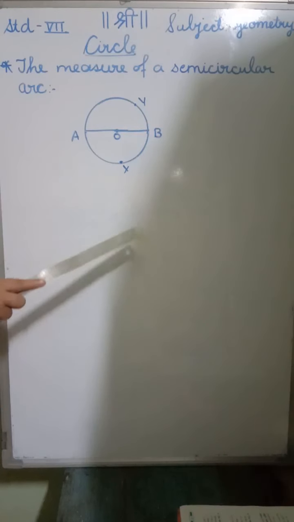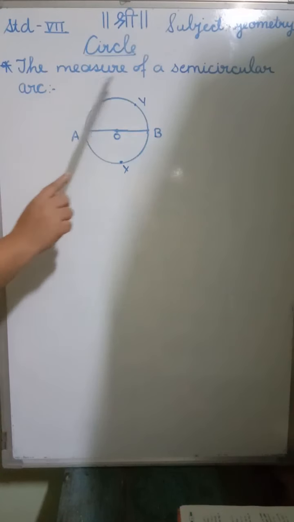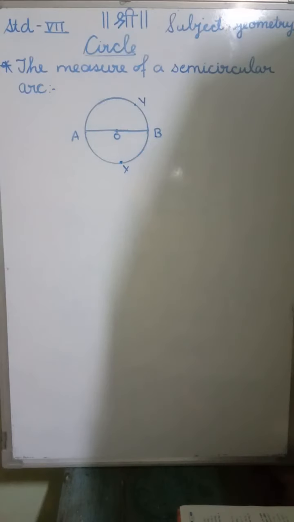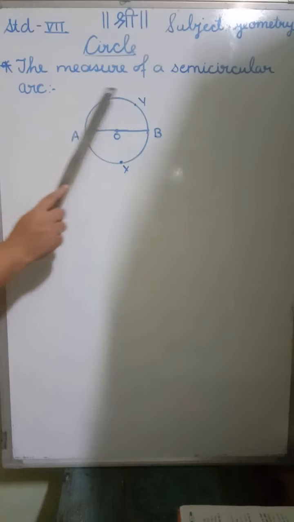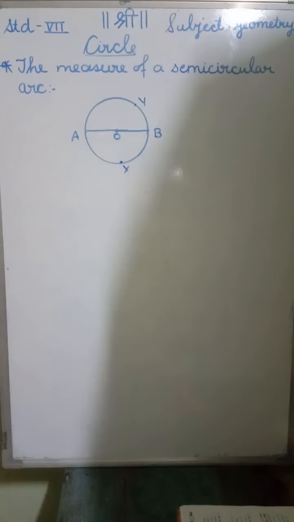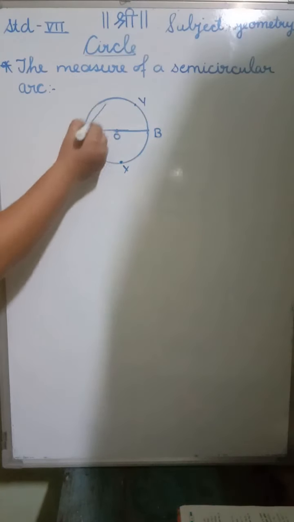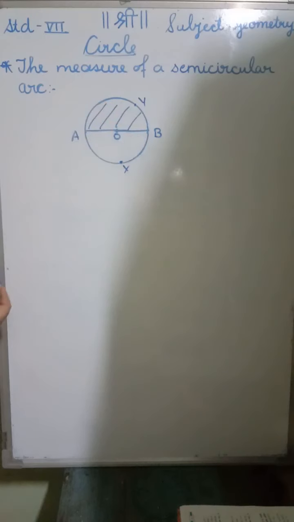Now in the previous point we have also learned that the measure of a complete circle is 360 degrees. Now if this diameter is dividing the circle into two equal parts, then what will be the measure of this semicircular arc? Yes, if we divide 360 by 2, then we will get the measure of this semicircular arc. And the measure of this semicircular arc will be 180 degrees. So always remember, the measure of a semicircular arc is 180 degrees.